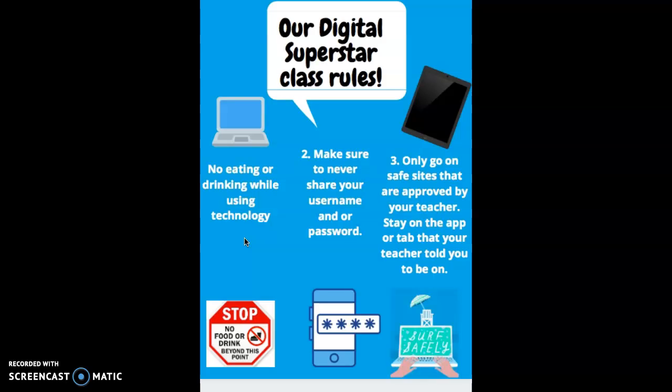My next rule is make sure to never share your username or password. This is for security purposes, and it teaches students cyber safety and good habits. Obviously, I would tell them that they're allowed to share their password with me as their teacher and their parents, but other than that, they need to keep their username and password to themselves.